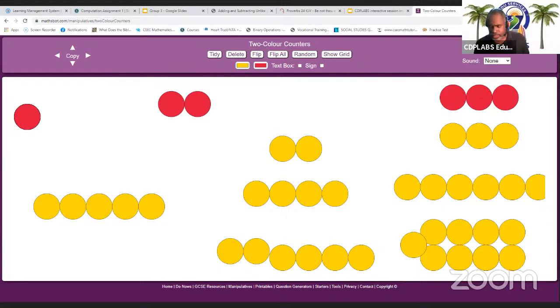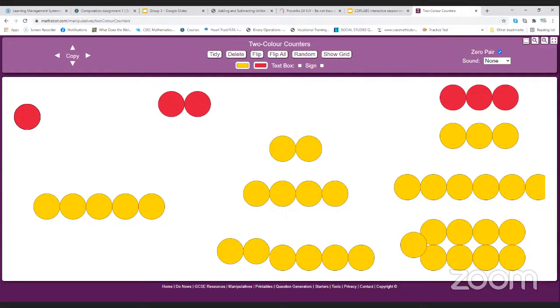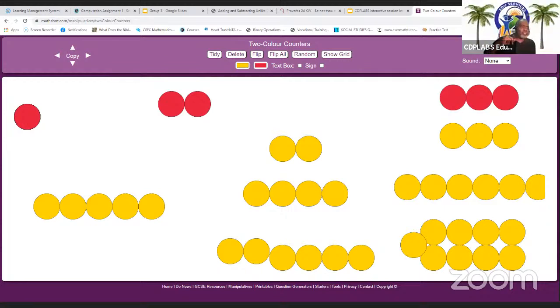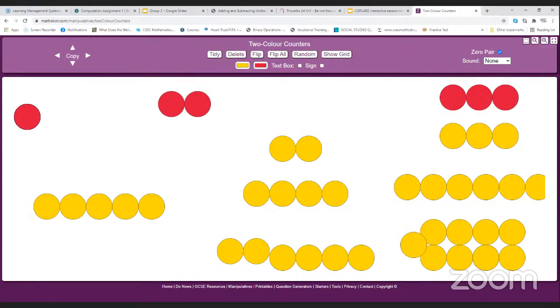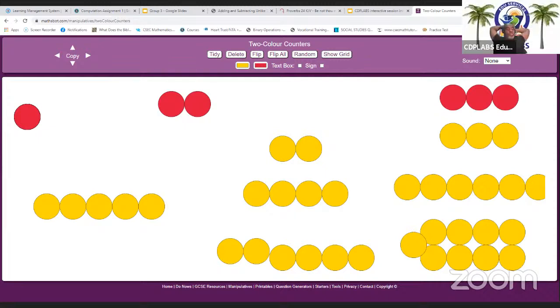No, sir, it's not a multiple of 3. Why is it not a multiple of 3? Sir, 3 cannot go into 5 without a remainder. Without a remainder. Oh, 3 cannot go into 5 without a remainder. All right, let me show you.